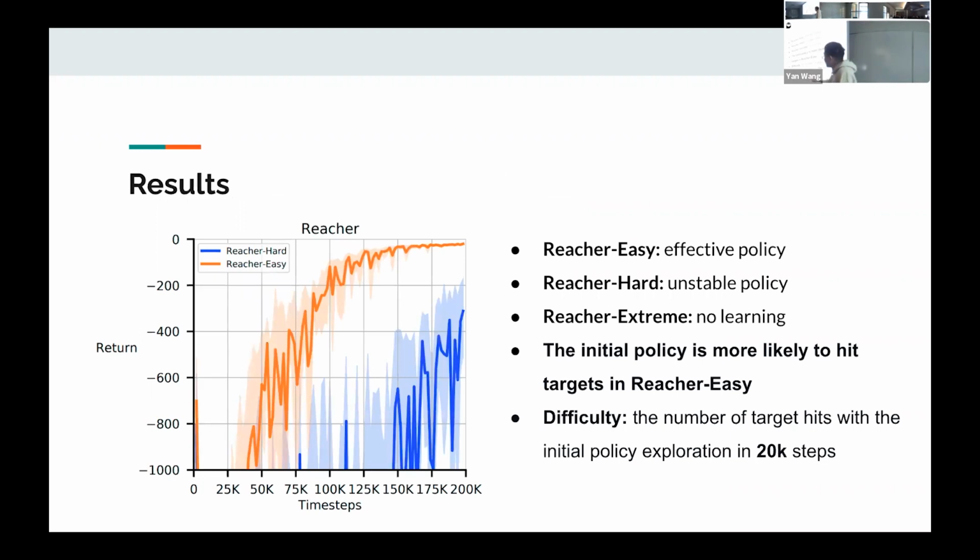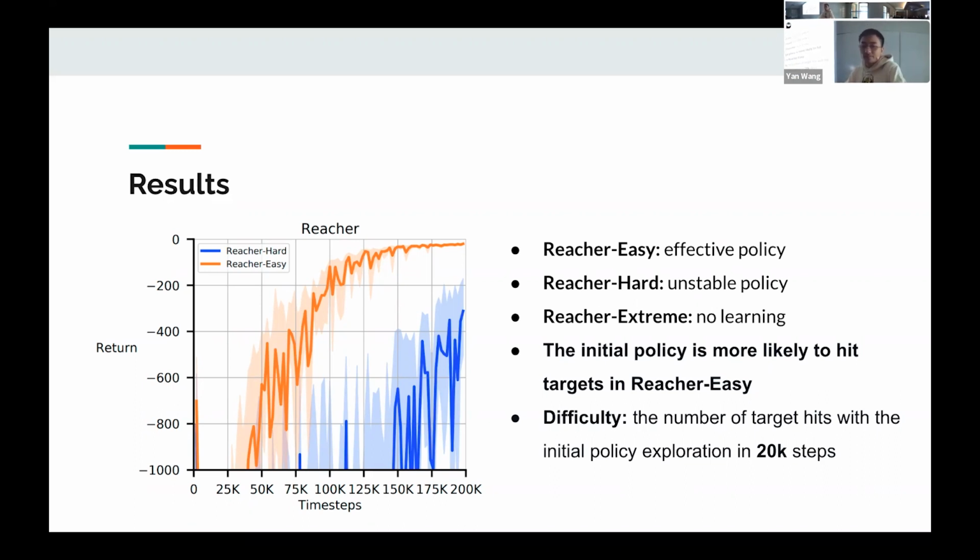The x-axis is the time step, and the y-axis is the episodic return. As shown in this figure, SAC can effectively solve the non-visual reacher easy within 200K steps, where there are some signs of learning shown here. In the non-visual reacher hard environment, the learned policy after 200K steps is not quite successful.